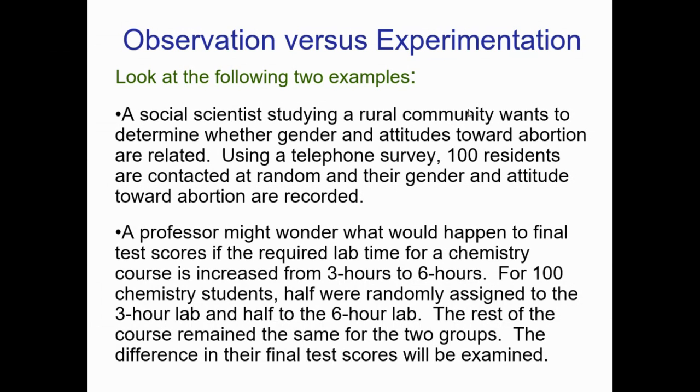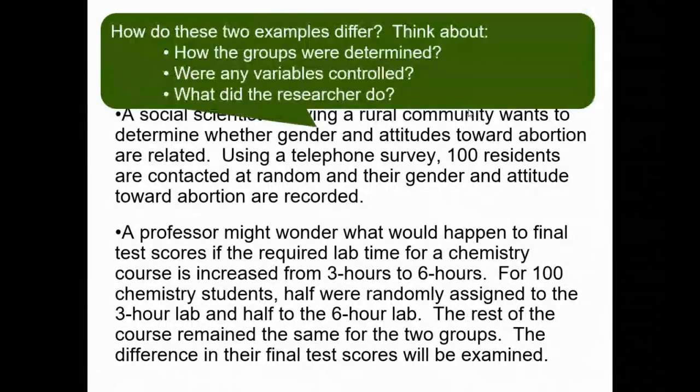The next one. A professor might wonder what would happen to final test scores if the required lab time for a chemistry course is increased from 3 hours to 6 hours. For 100 chemistry students, half were randomly assigned to the 3-hour lab and half to the 6-hour lab. Oof, stuck in a lab for 6 hours. Yikes. The rest of the course remained the same for the two groups. The difference in their final test scores will be examined. So those are two different studies. How do these two examples differ? What do y'all think? Can I give you some ideas to think about?